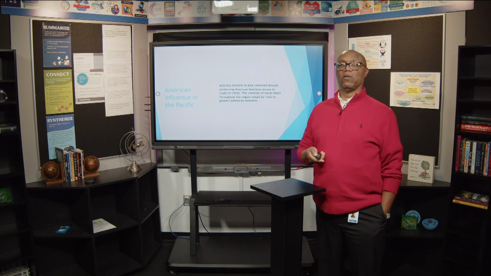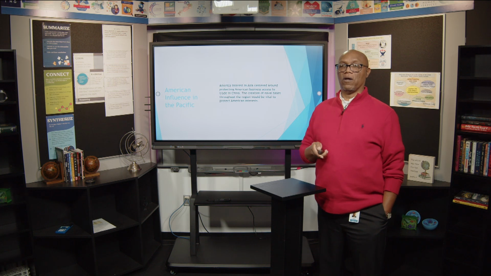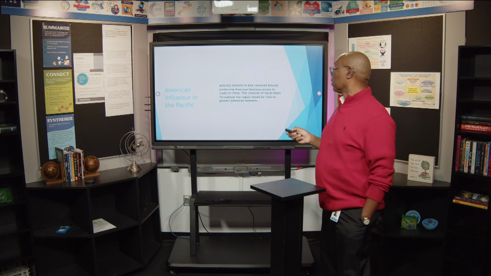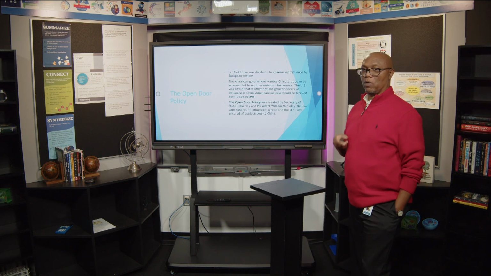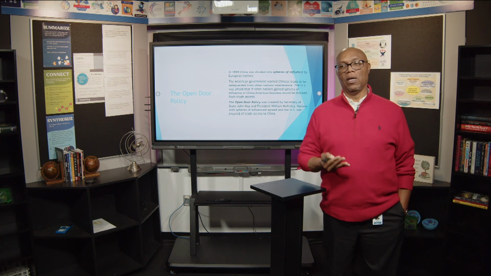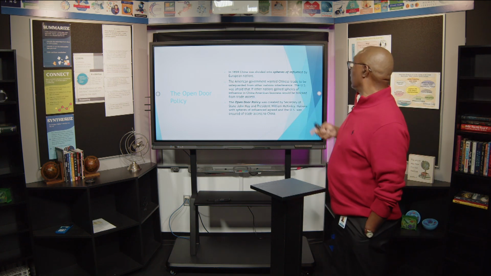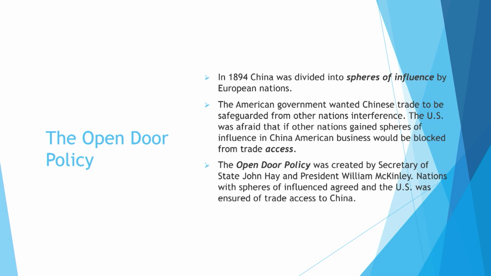And we wanted to do whatever we could, of course, to make sure that we safeguarded access to those Chinese markets. The open door policy is one of the things that we do to make sure that we have access. In 1894, China was divided into spheres of influence by European nations. Spheres of influence means that each nation had kind of carved out their little area that they wanted to trade and influence.